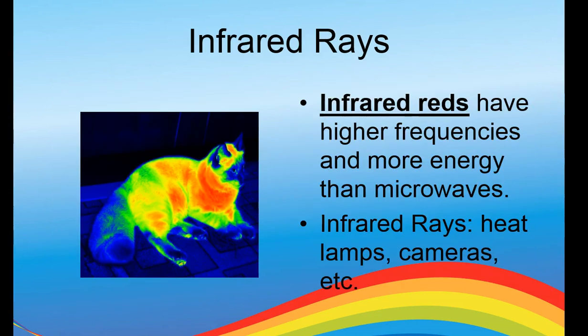Then we get to infrared rays. They have higher frequency and more energy than microwaves, and we use infrared rays for heat lamps. Like at a restaurant, at McDonald's, they'll dump the basket of fries that just came out of the fryer into that French fry collector. And on top of it is heat lamps. Those are really infrared rays that they're using to keep your food warm.